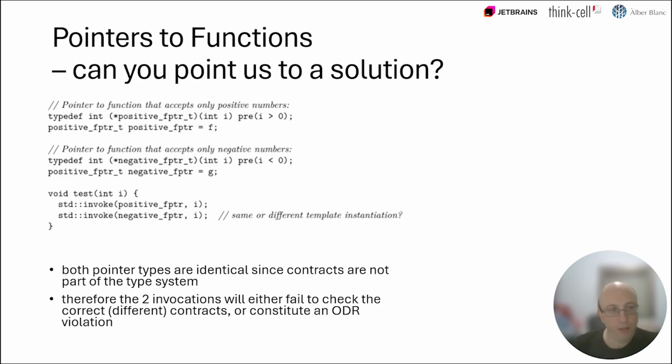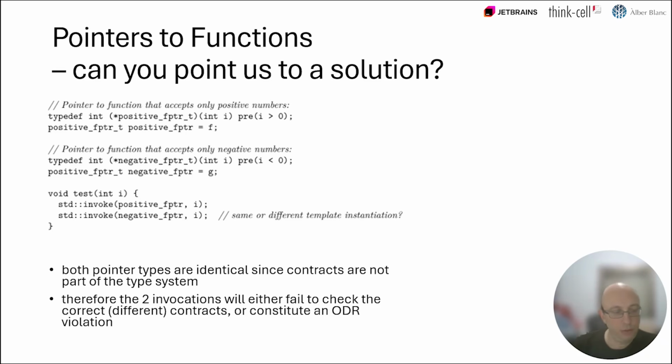So as you can see here, we have two function pointers with the same prototype, other than the contract. The contract is different. And we apply stud invoke to both of them. Now, mind you, in this case, we haven't added contracts to the type system. Therefore, stud invoke sees the same type.